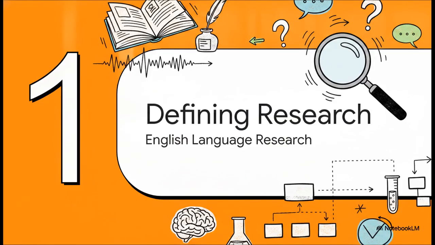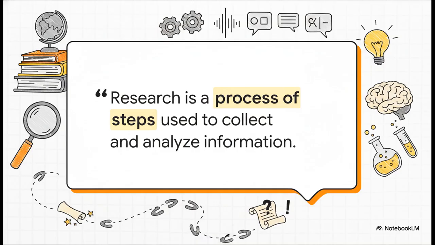So, starting things off with Section 1, defining English language research. For a lot of us coming from an English background, we might assume research just means, well, reading a ton of books and writing a huge essay about them. But in the academic field of linguistics and language learning, it's actually a rigorous scientific investigation. And I really want to anchor our whole discussion right here with this fantastic definition from John W. Creswell. He says, research is a process of steps used to collect and analyze information to increase our understanding of a topic.